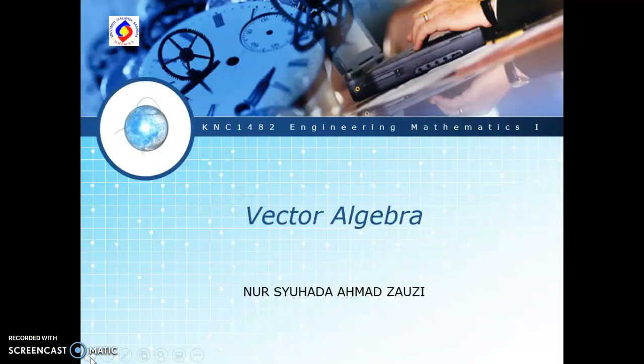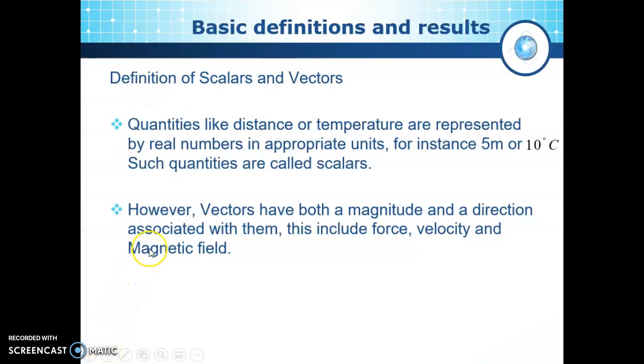So today we have a new topic for KNC 1482, vector algebra. Under this topic you will learn about scalars and vectors. Quantities like distance or temperature are represented by a real number in appropriate unit, for instance 5 meter or 10 degree Celsius. These quantities are called scalars.